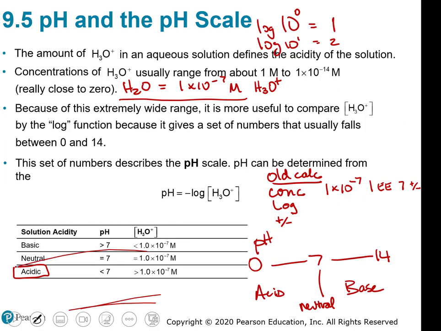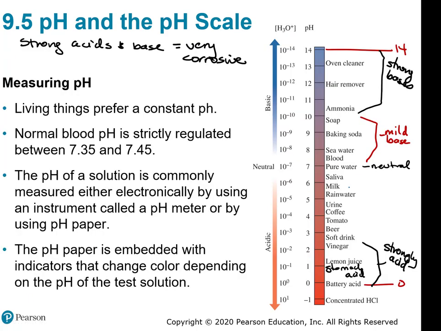Same thing going down. So going down the list, below a pH of 7: saliva, milk, rainwater, coffee. Those are not very reactive, they are considered the mild acids. And in fact, most of your foods are mildly acidic or basic.